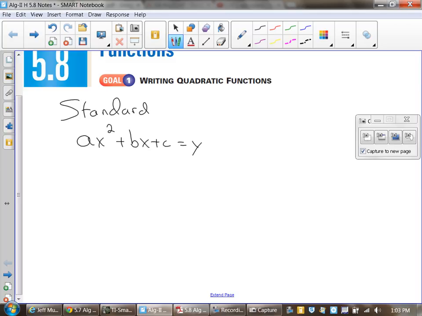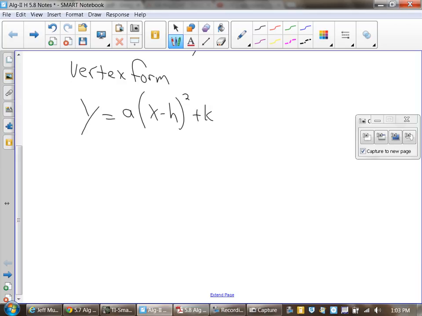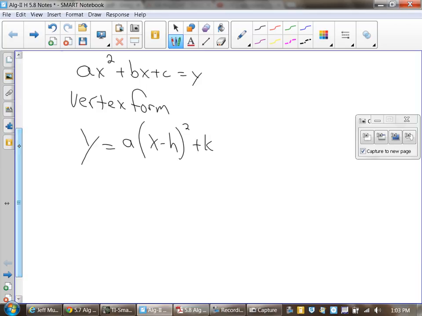And then we have vertex form. And that's your y equals a times the quantity x minus h squared plus k. And do you guys remember what h and k stood for? Yeah. H and k is your vertex. Very good.